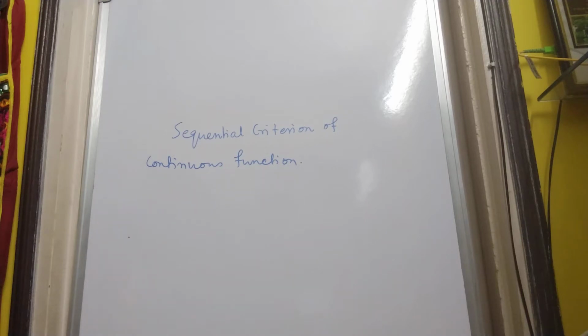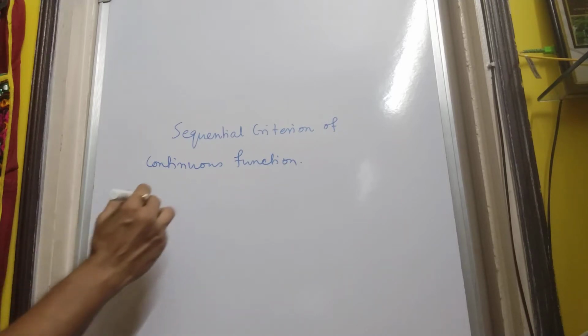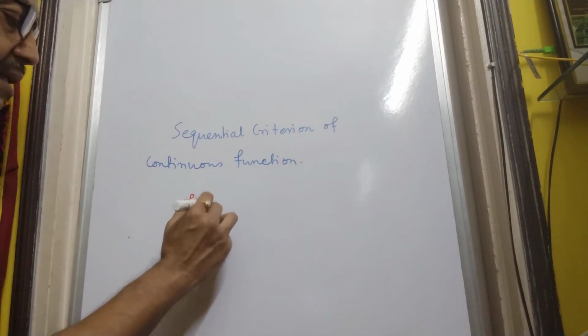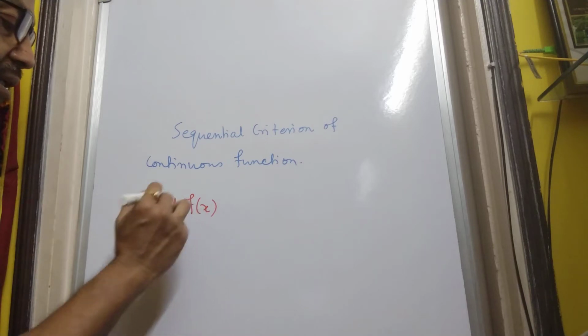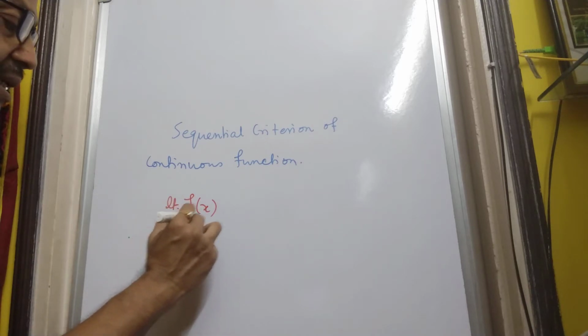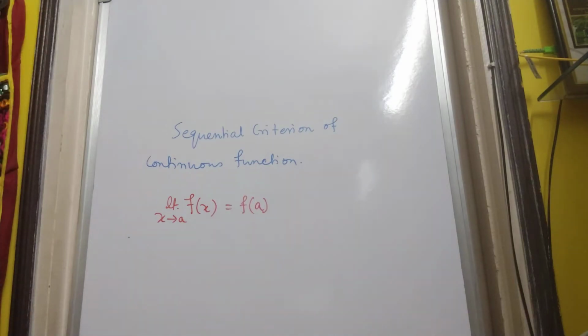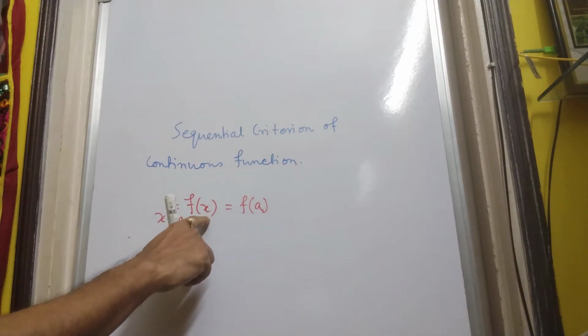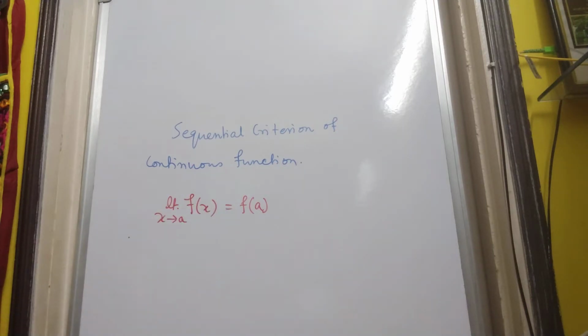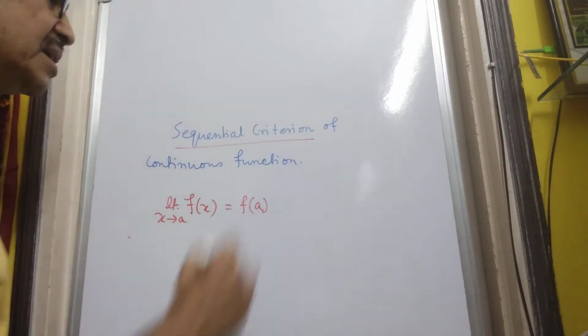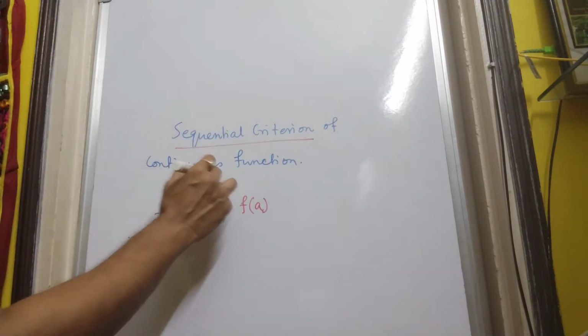and we should also remember that a function f(x) is continuous at the point x equal to a if the limiting value of the function is same as the functional value. Now, what is the sequential criteria of this continuous function?